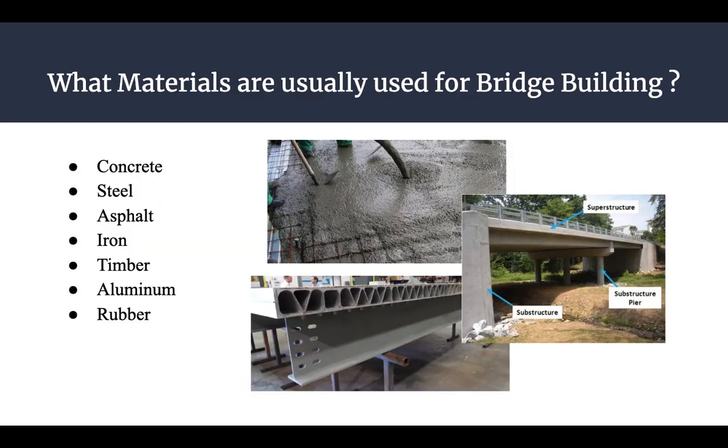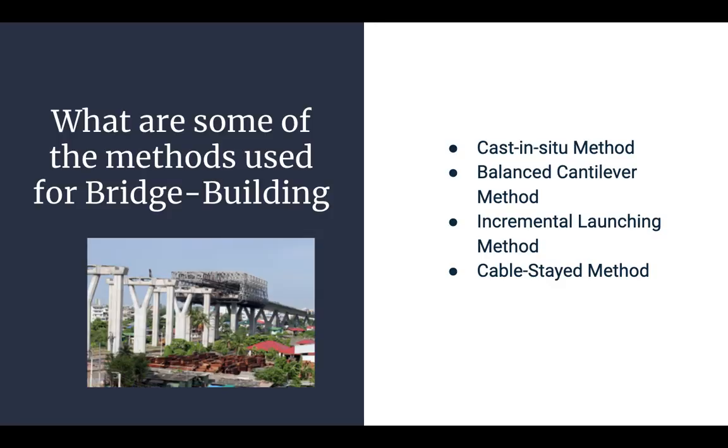What materials are usually used for bridge building? We have concrete, steel, asphalt, iron, timber, aluminum, and rubber. These are the most commonly used in bridge building. And also, I'd like to add that a lot of the iron has been replaced by steel because it is said to be stronger, and it's more beneficial in bridge building than iron.